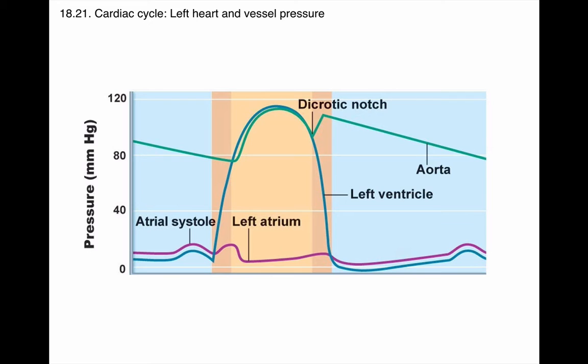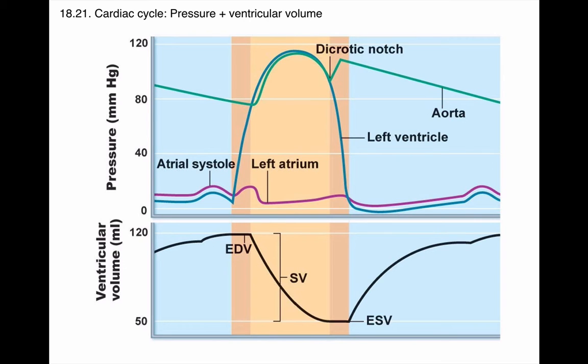Okay, so that's the first thing. Notice that during the blue regions of this graph, the atrial pressure is higher than the ventricular pressure. The orange in the middle is where the ventricular pressure is higher than the atrium. Okay, so let's now lay some more information on this.